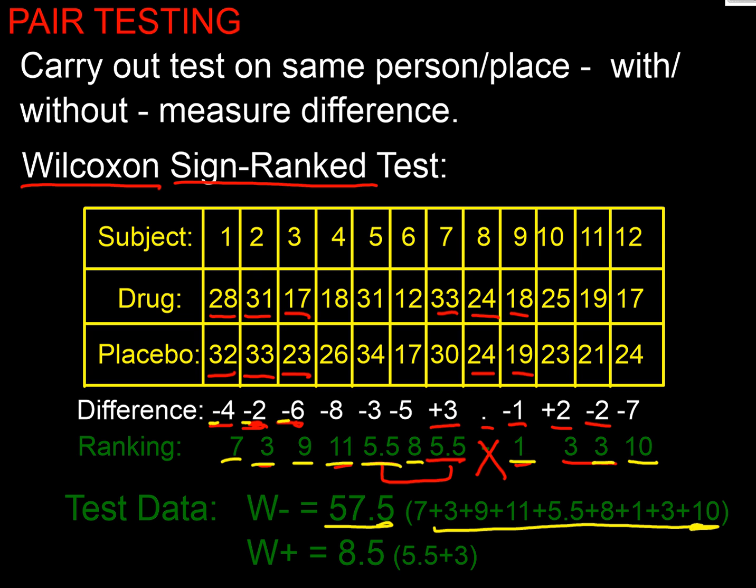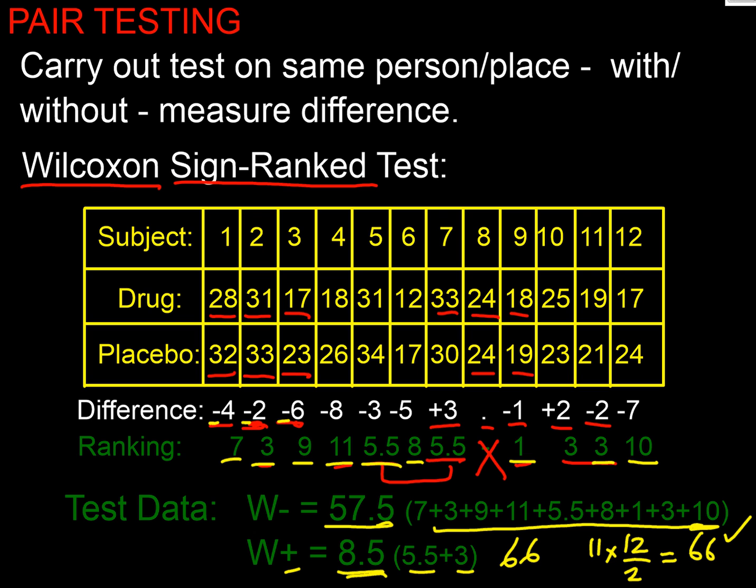And if we added up all the positive ones, those people who think the drug made them worse, we'd end up with the 5.5 and the 3, which would give us 8.5. And if we add those 2 numbers together, we get 66. Again, we can do a manual check to see we've added them up correctly, because we've got 11 people. Adding 1 to 11, the formula is n(n+1)/2. That's 66, tick. So we've added them up correctly.